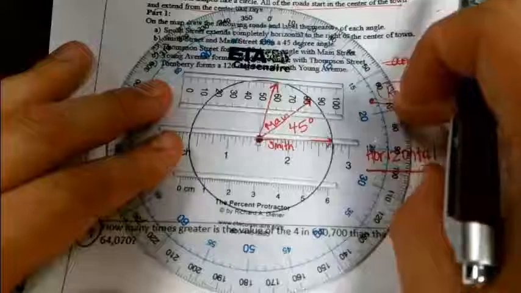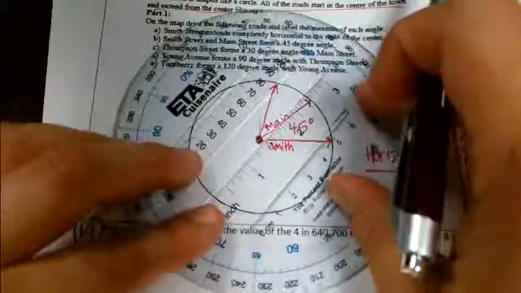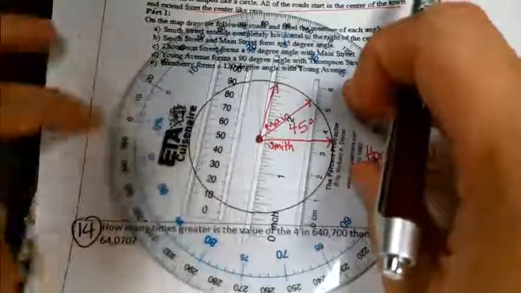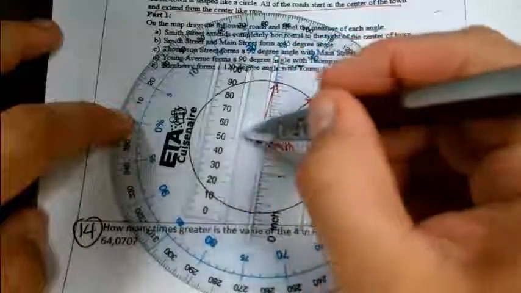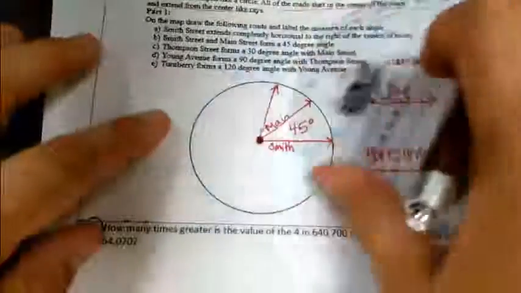Then it says Young Avenue forms a 90-degree angle with Thompson Street. So I'm going to pull my protractor back out. I'm going to put 90 degrees, line it up with Thompson Street. And now my 0-degree angle needs to go here, the 0 part. Okay?